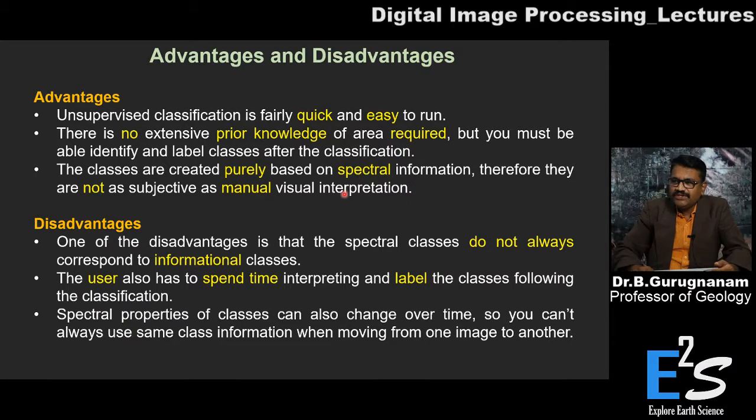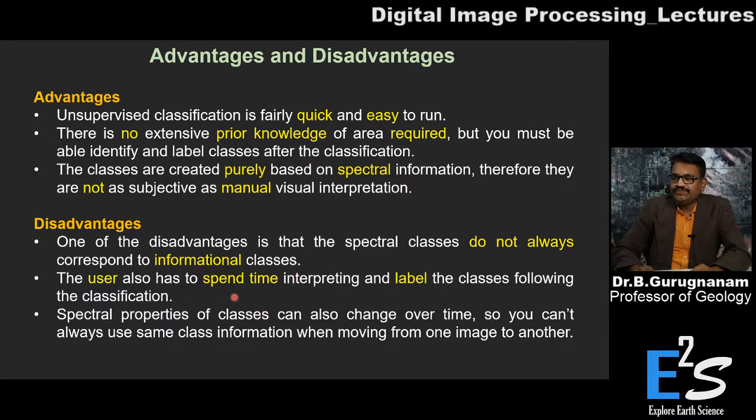So it's purely based on spectral information and the experiences of human beings. It's set at the back end by means of arithmetic calculation, so the system will do it. It does not always correspond. It will never care about the informational classes. You are not classifying, you are not giving anything. It is taking the available digital values and dividing them.